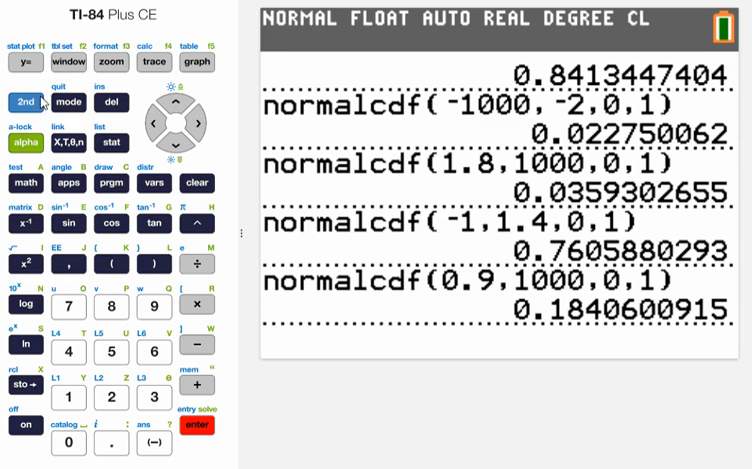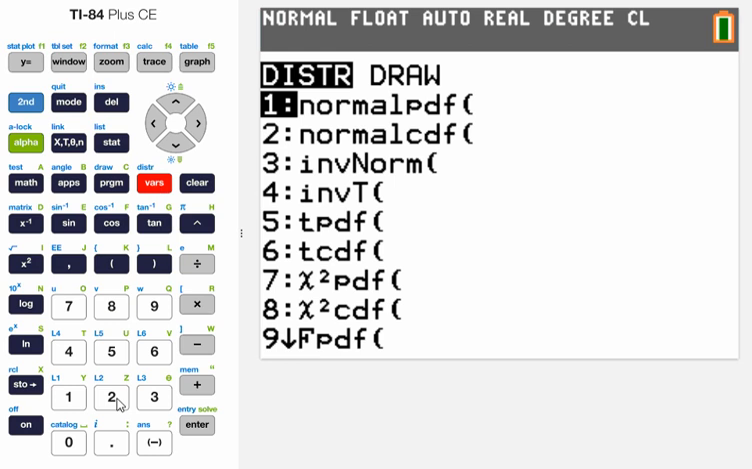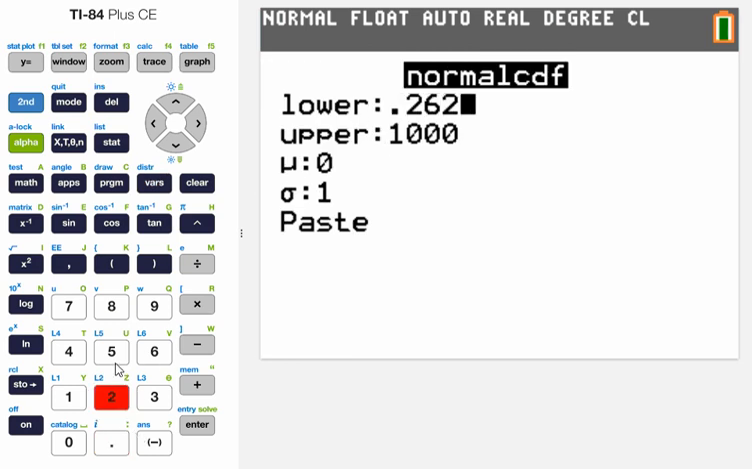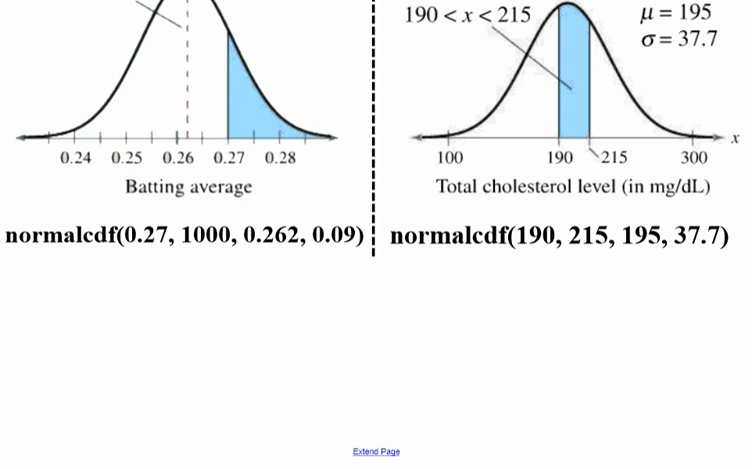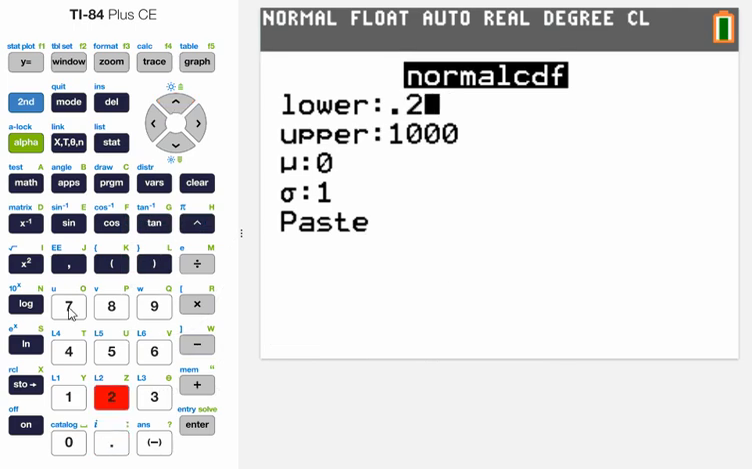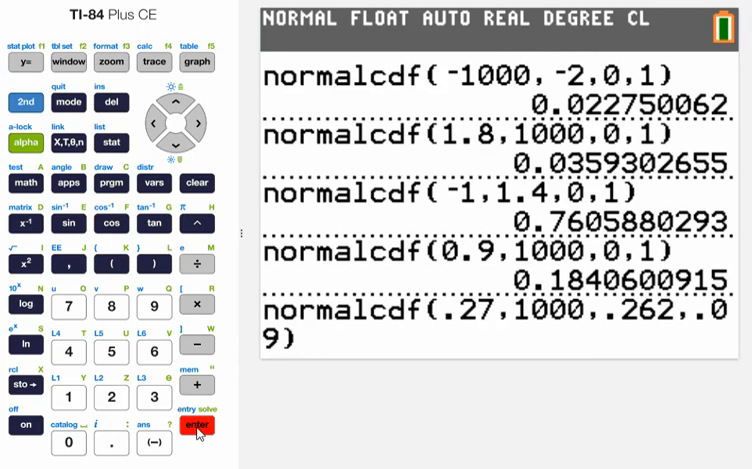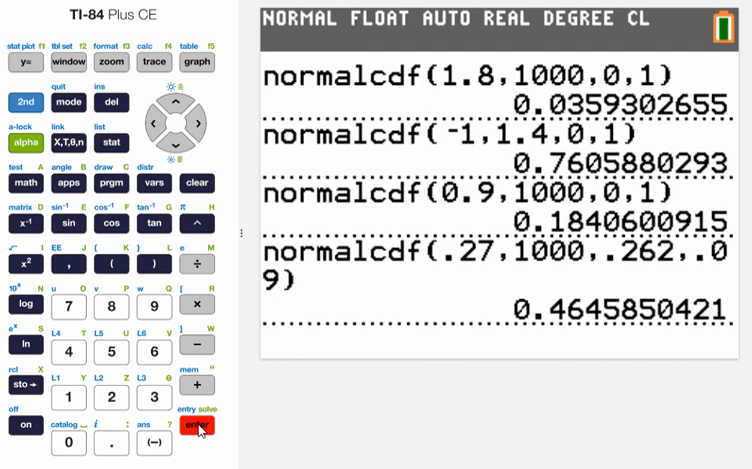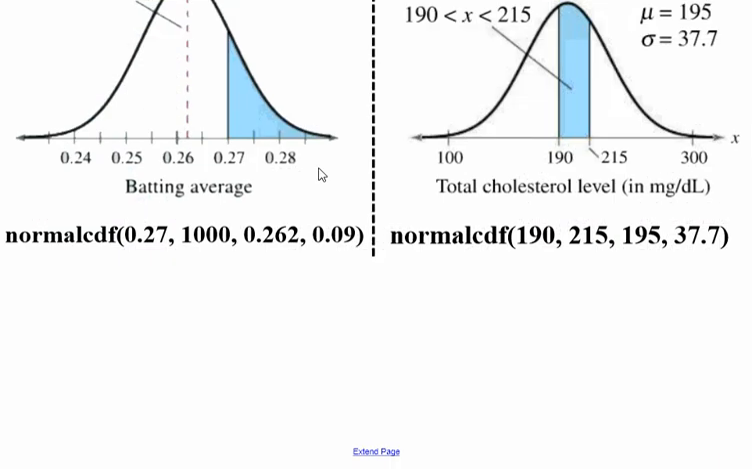So I grab my calculator and I run normal CDF. Pick a large number for the scenario. 1,000 is very large for this scenario. Oh, sorry, my lower bound is not 0.262. My average is that. My lower bound is 0.27. My mean is 0.262, and my standard deviation is 0.09. Let's just verify that real quick. Yep. And what's the likelihood he has a batting average of 27% or more this year? About a 46% chance, 46.4, or 0.464.